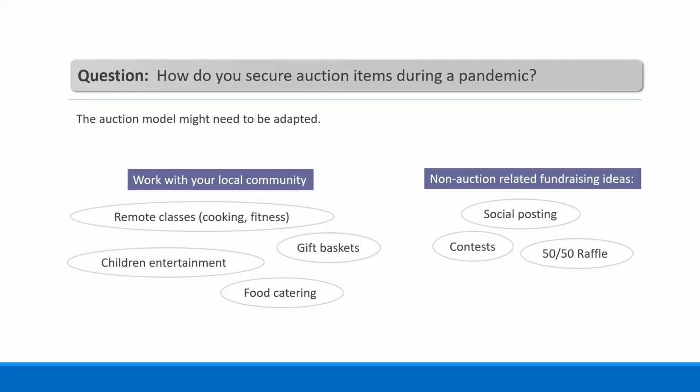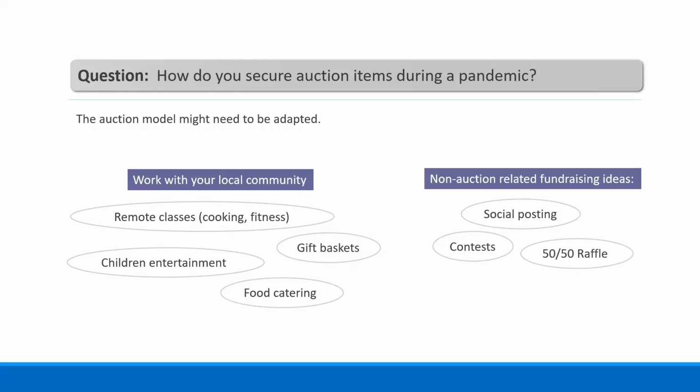Could you work with a local restaurant that would deliver food to whatever group of community members are interested so that they have a shared dinner on the same night and are communicating and chatting and connecting through a happy hour online? There are other ways to fundraise outside of auction items as well. That could be trying to do a dare on social media, contests, or raffles, 50-50 raffles.